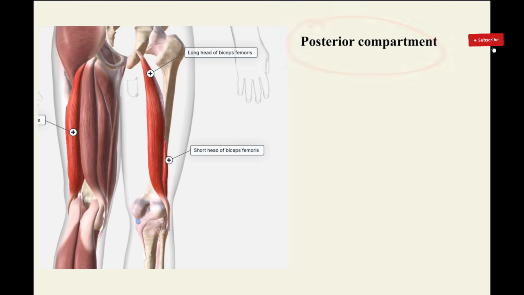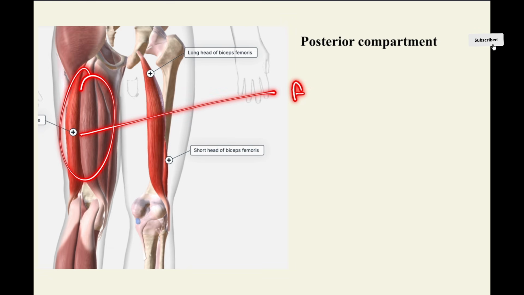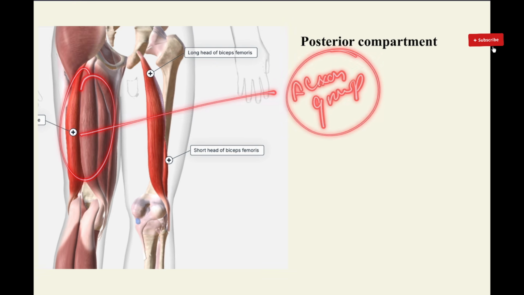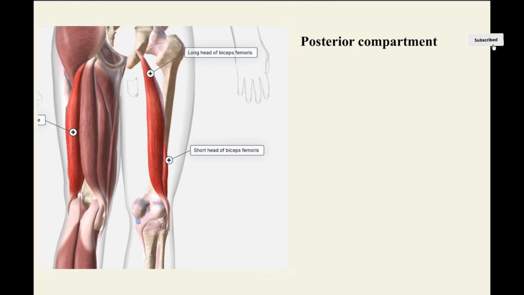So now we are going to talk about the posterior compartment of the thigh, and these muscles, as you can see, are crossing the knee joint. That is why they are important to talk about. So first of all, this is your entire flexor group. This is your flexor group. This will help you to flex the knee joint.